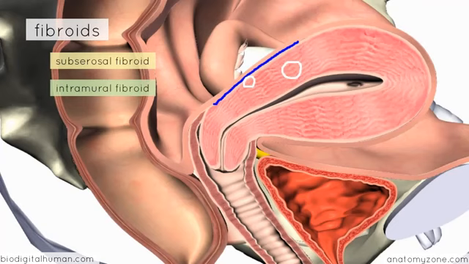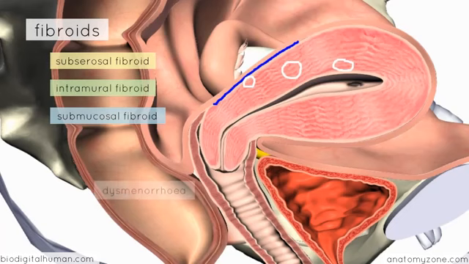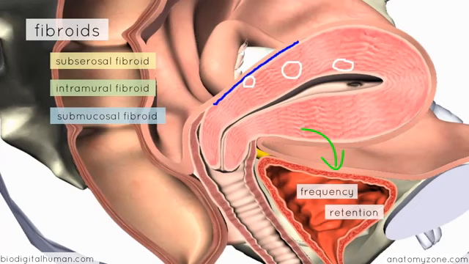And the final type of fibroid is one which lies just underneath the endometrium, underneath the mucosa. So this is called a submucosal fibroid. So like I mentioned, fibroids are a common cause for menorrhagia, but they also cause pain, which is known as dysmenorrhea. And then you can have other effects from the fibroids due to local pressure effects. So a large fibroid could put pressure on the bladder, leading to frequency or urinary retention.